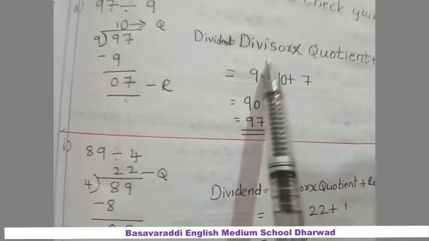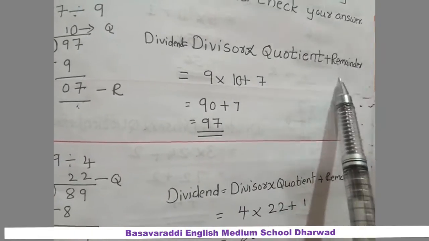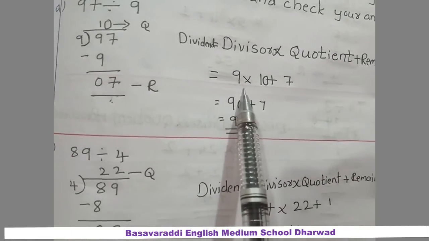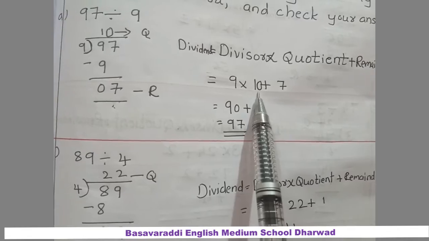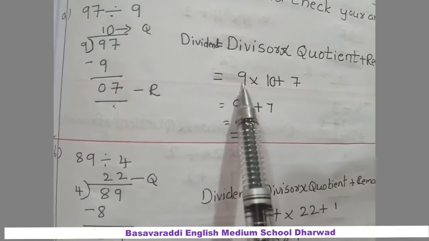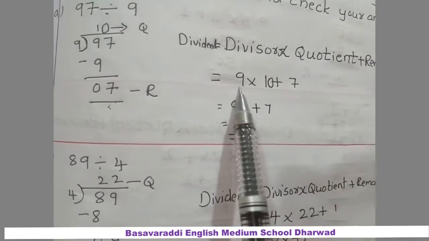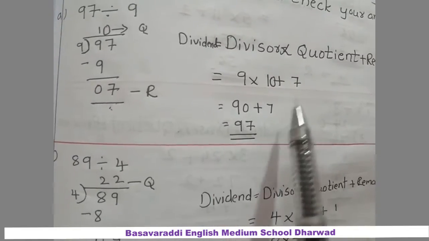Now we will check. Dividend is what? Divisor into quotient plus remainder. 9 is the divisor, the quotient is 10 and the remainder is 7. So 9 into 10 plus 7. 9 tens are 90, plus 7 is 97.